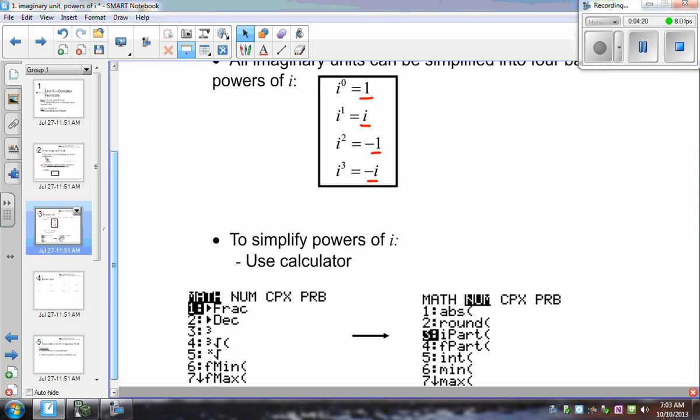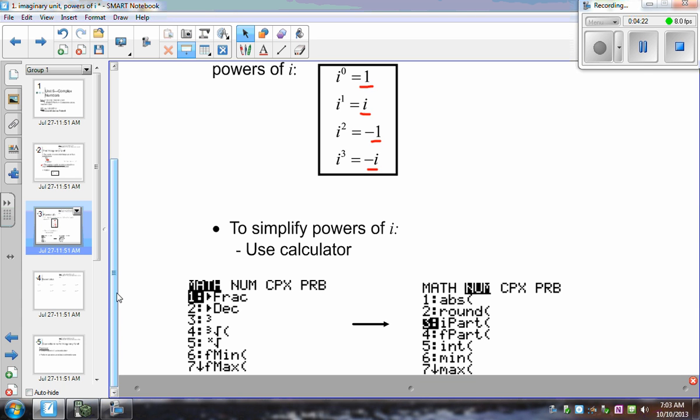And here's how it looks. To work with our powers of i, what we're going to do is we're going to utilize our calculator and use this function known as iPart. So what you'll do is you'll open up your math menu by hitting your math key. You'll arrow over to the numbers folder and choose option 3, which is iPart.